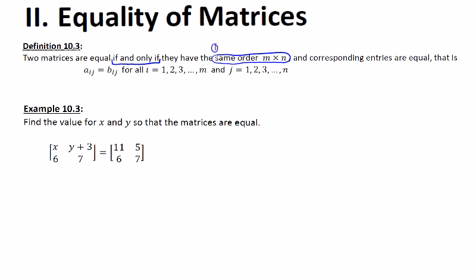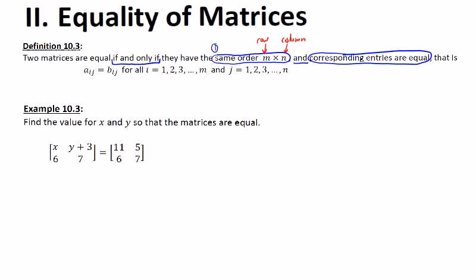And when we say m by n, we're talking about the number of rows and the number of columns having to match. And then there's a second condition that says you must have corresponding entries be equal as well. When it comes to corresponding entries, we're talking about looking at the same row, same column for each side of the equation. So the matrix on the left side, first row, first column, has to be the same entry that's in the matrix on the right side, first row, first column.